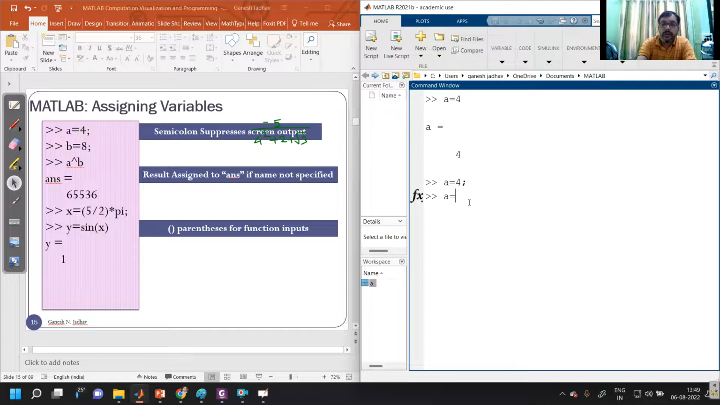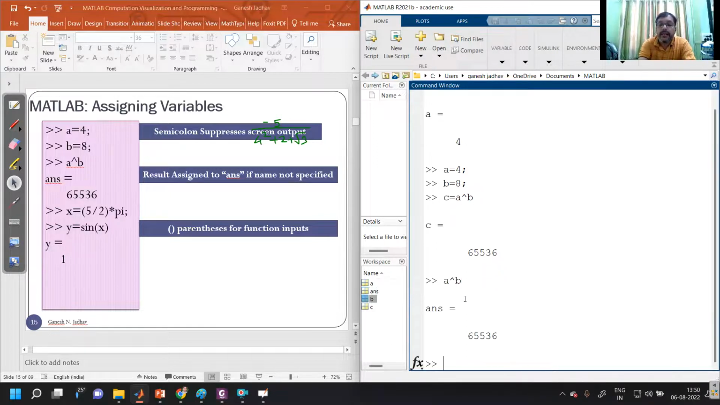Okay, so now I will type b is equal to 8. I don't want this value on the output screen, so I am keeping the semicolon. See, the variable b is created in the workspace. Now I want to perform c is equal to a raised to b. So that answer is stored in c. If I simply perform a raised to b, that answer will be stored with the variable name ans.